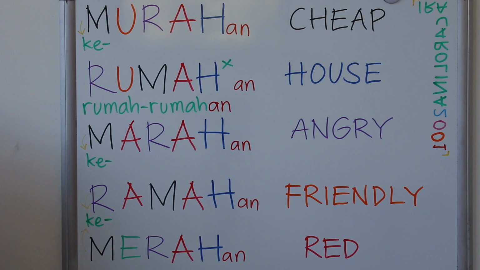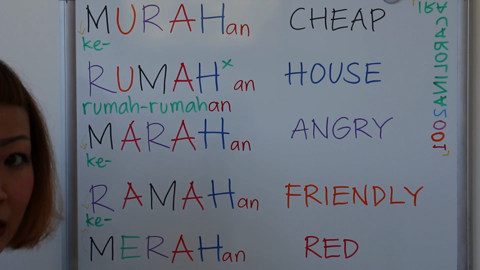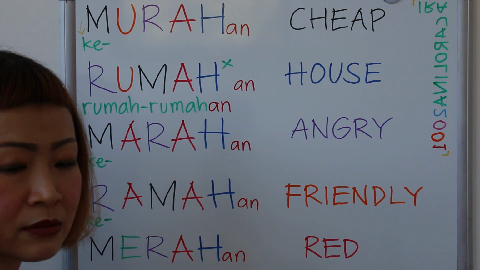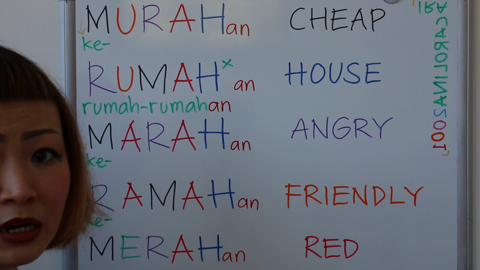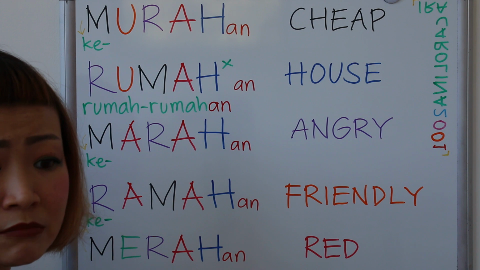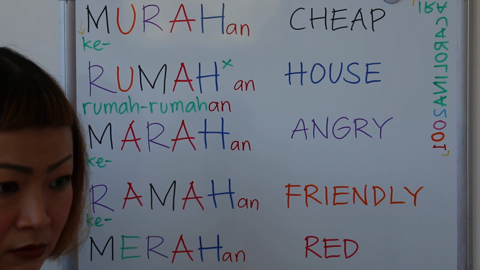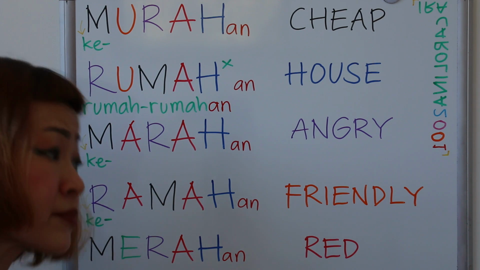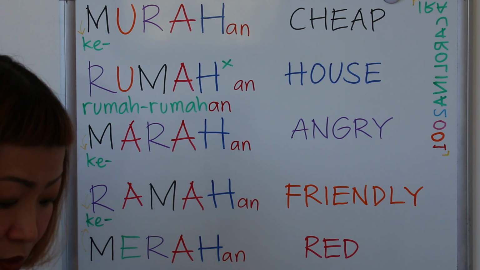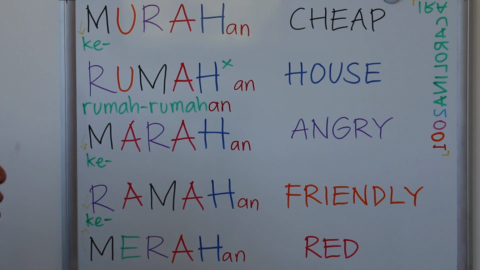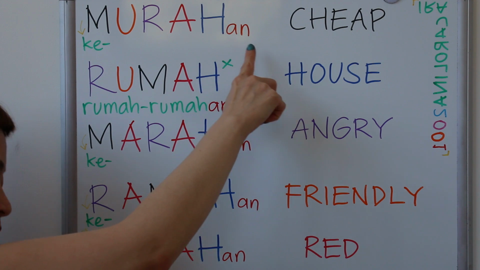Kemurahan. It means too cheap. So we have bought something, that's too cheap. So you're lucky. But maybe we are a seller and we didn't know that the price of the product will be going up. We'll raise it next month or something. This price now is too cheap. We have to raise the price. Kemurahan.